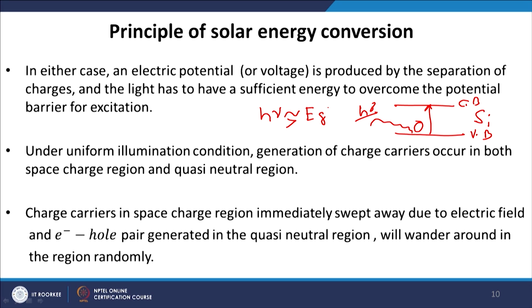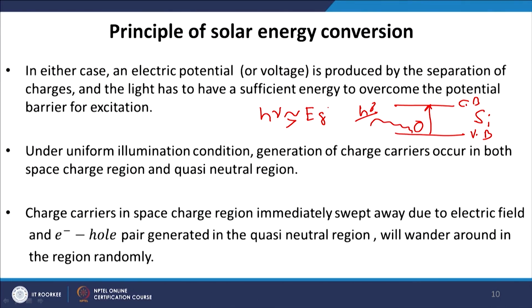In photovoltaic devices, the generation of charge carriers occurs both in the space charge region and in the quasi neutral region. Charge carriers in the space charge region are immediately swept. Why? Because in the space charge region there is an already existing built-in electric field. That electric field sweeps the charge carriers which have been generated in the depletion region. In the quasi neutral region, the charge carriers wander, and only those electrons or holes which have sufficient thermal velocity or sufficient kinetic motion due to diffusion can come and overcome the potential barrier.